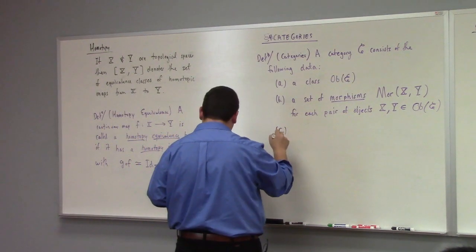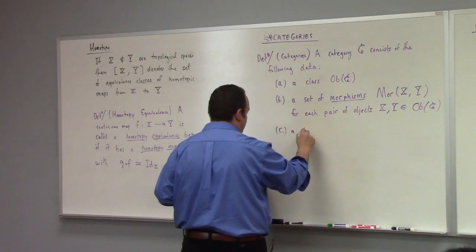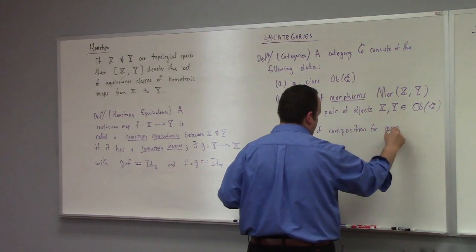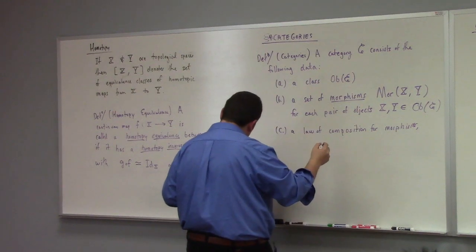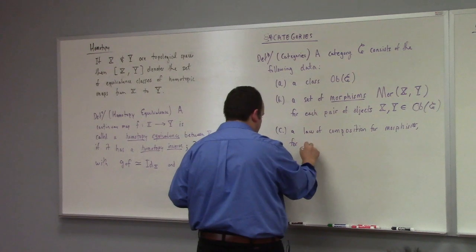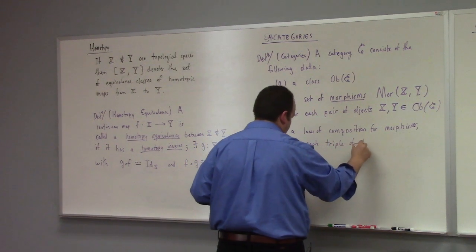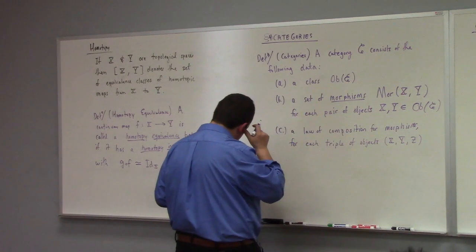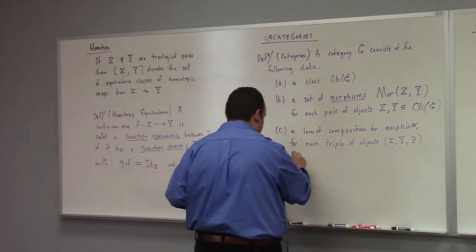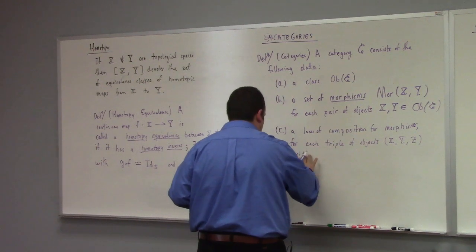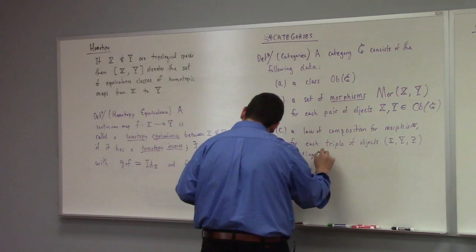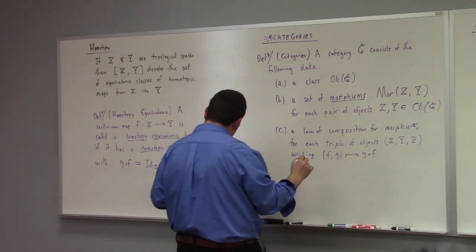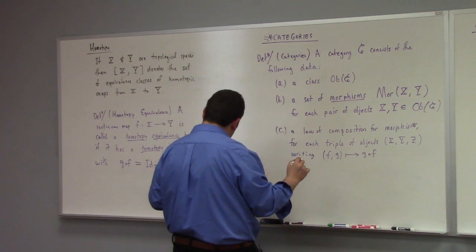And then C, a law of composition for the morphisms. So for each triple of objects x, y, z, we write the law of composition, writing (f, g) maps to g composed with f, corresponding the notation.